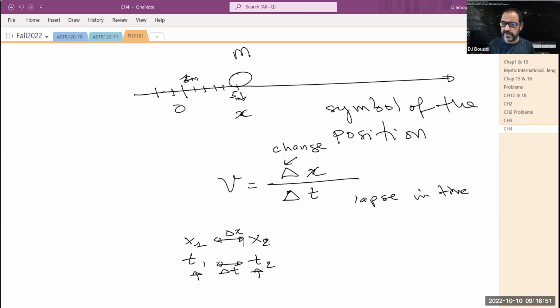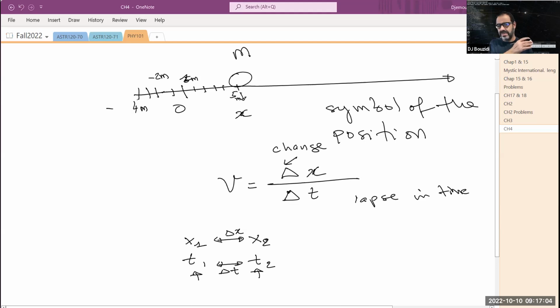It doesn't mean that we are in the positive direction. We could have been in here, for example, at negative 4 meters earlier, but 2 seconds later, we are at negative 2 meters. So we're still in the negative side, but we gained if it is positive. If it's negative, we lost. So that's what the delta x and the delta t also mean.